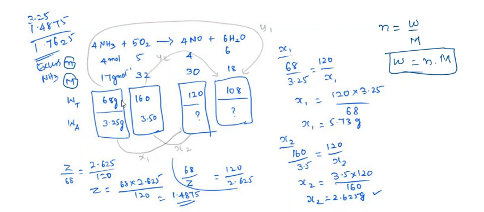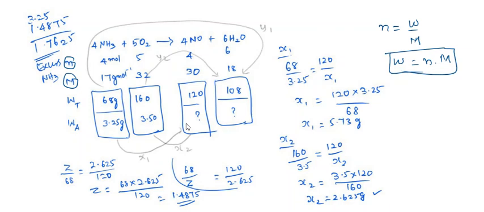According to mass ratio, there is a concept called mass ratio. So the weight ratio is always equal. For instance, 68 gram divided by 3.25 gram. So we can compare this. And what about this? 160 gram divided by 3.5 gram. And 120 divided by X, and 108 divided by Y we can put. Now, our idea is to compare. Now let us compare these two, and similarly we can compare these two.